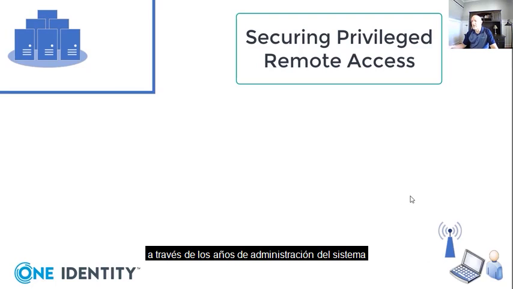So, through years of system administration, we used to connect into our data centers a long time ago via things like dial-up access, and we would actually dial directly into the data center when all of your traveling laptops had modems in them. Of course, nobody does that anymore. So what we do today is we actually connect via the internet.